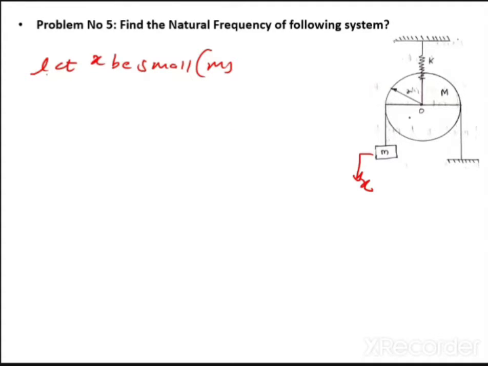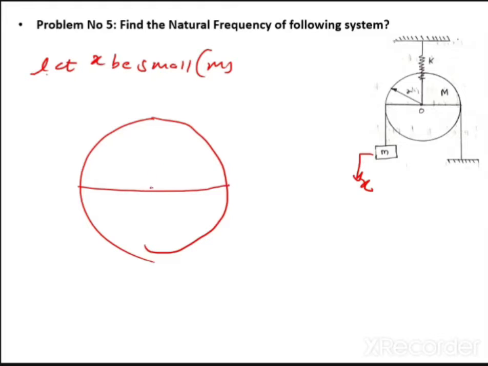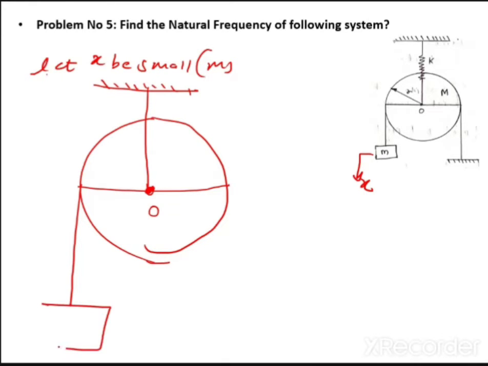So as you say that, I am drawing a diagram over here. So let's start. Let us say this is a center, and this is a point O. At point O, I have a spring connected. And now here you have a mass M. As I say, the displacement is X.